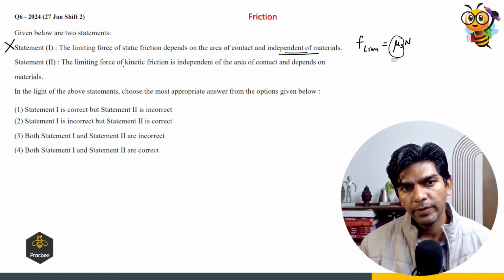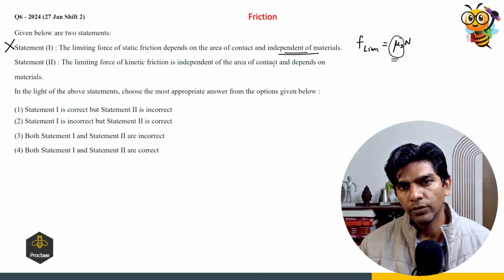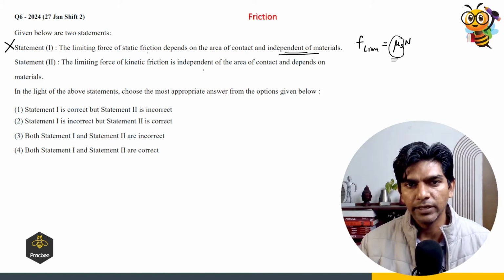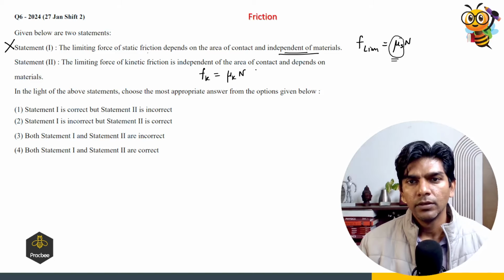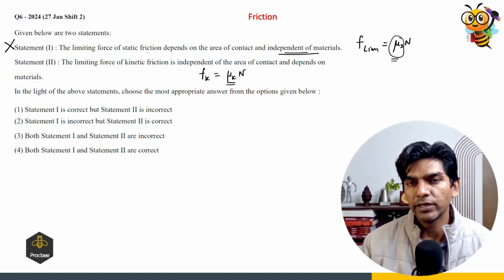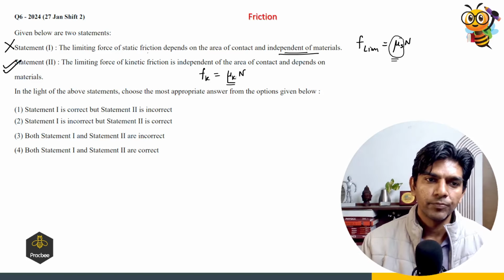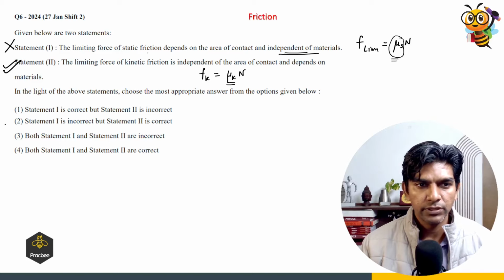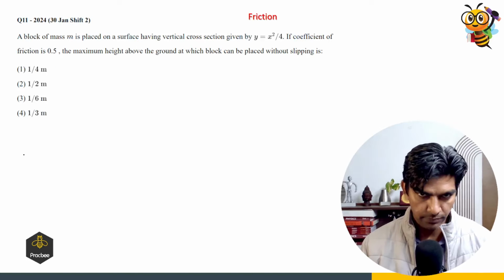Statement 2: the limiting force of kinetic friction is independent of the area of contact and depends on the material. Yes, because the kinetic frictional force is mu k times normal reaction. So it does not depend upon the area, it only depends on the value of normal reaction. And mu k depends upon the two surfaces which are in contact. So statement 2 is correct. So statement 1 is incorrect, statement 2 is correct, so option 2 is the right answer.